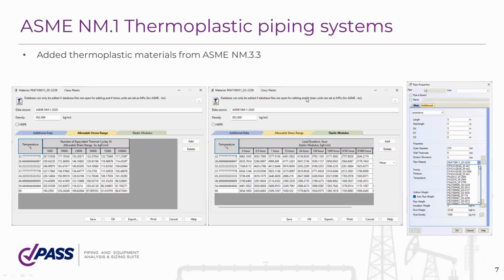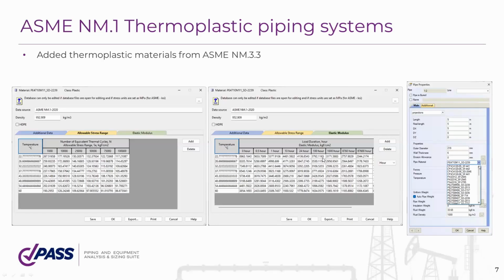Okay, so let's proceed. The next feature is ASME NM code for thermoplastic piping systems. We added the database for thermoplastic piping materials. You now can see this database on your screen. It contains Poisson ratio, thermal expansion factors, allowable stresses depending on the number of cycles and on the temperature. It contains elastic moduli depending on temperature and the load duration.